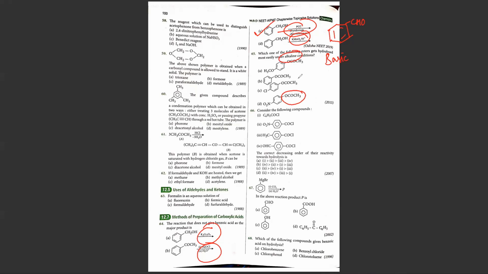So you can see here all are acetyl groups attached to the benzene ring. Here the type of substituent attached differs. Here it is OCH3, that is a methoxy group. Here there is no substituent. Here it is a chloro substituent and here is a nitro substituent, right?